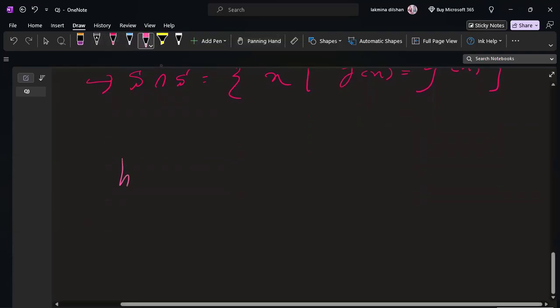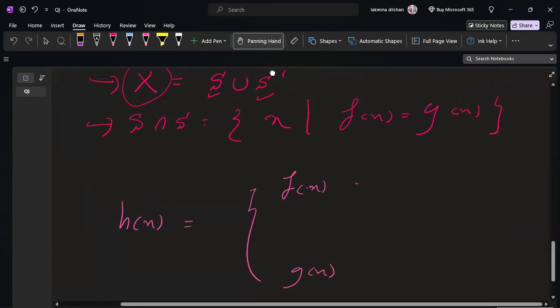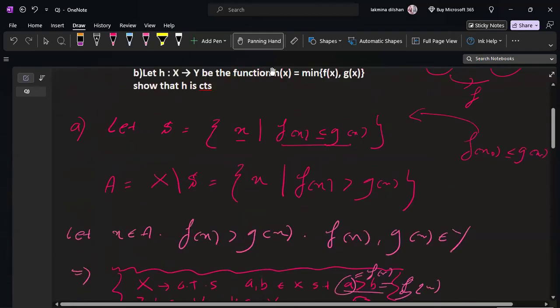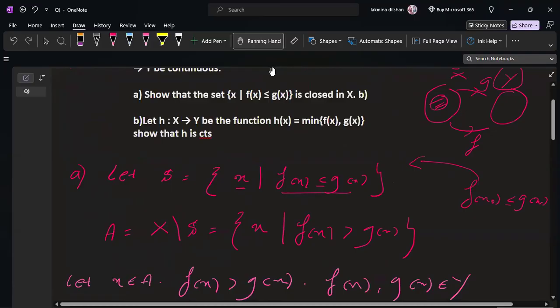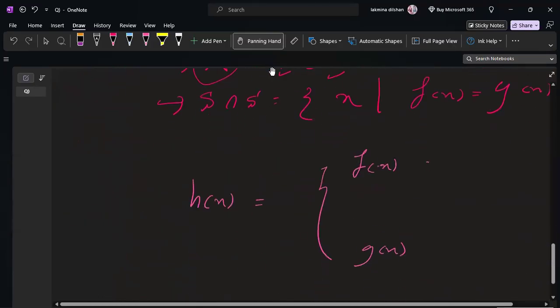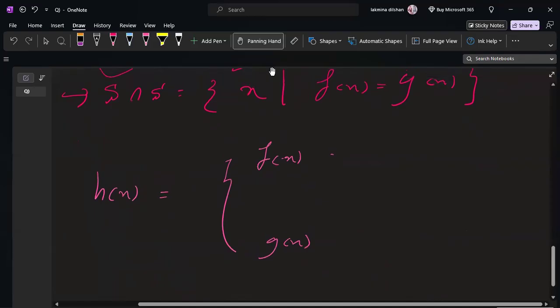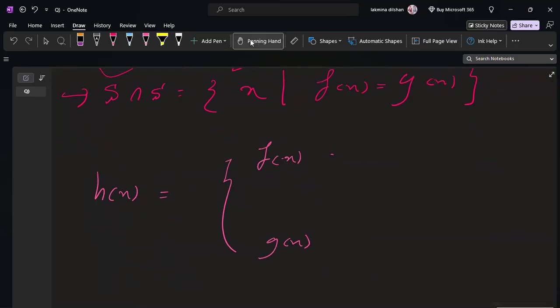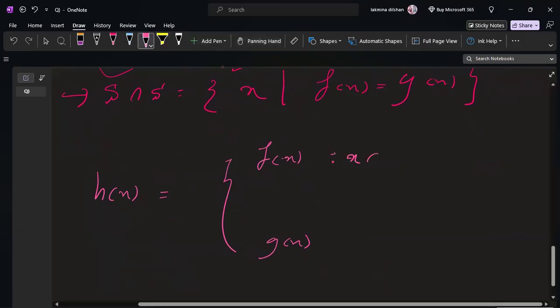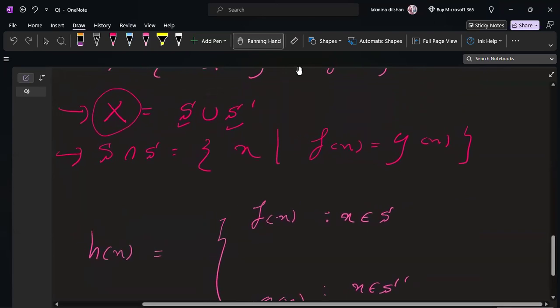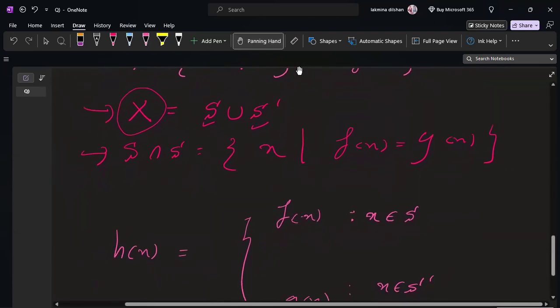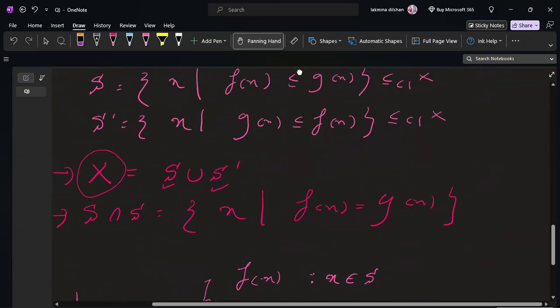If these three conditions are satisfied, we can find a continuous function such that it is equal to f(x) and g(x). Here the question asks about a minimum, because we can form a maximum also. It asks for the minimum of f(x) and g(x). So by the pasting lemma, the continuous function is equal to the two functions when x belongs to S and when x belongs to S dash. So here we take two sets in order to find whether this h is the minimum of these two.